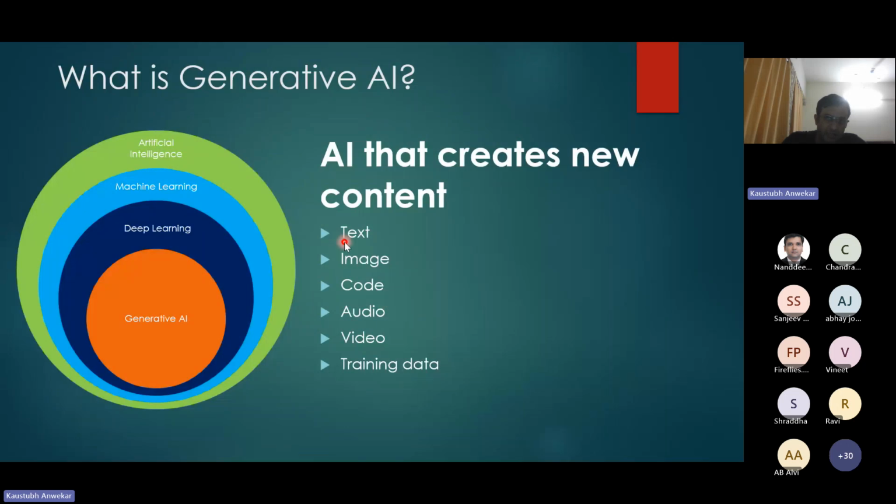So text generation, we have all seen in ChatGPT. You give a prompt and it generates the text for you, right? Similarly, we can even have audio, video, although this is in a nascent state currently. But yes, text, image, and code are pretty mature now. So any AI that creates new content is generative AI.